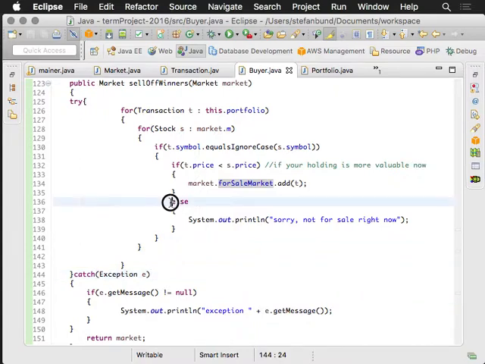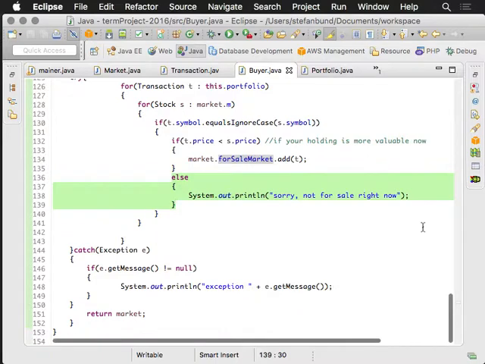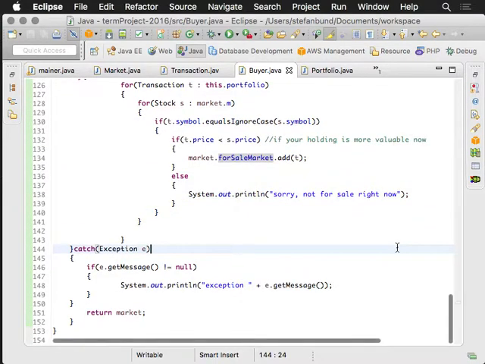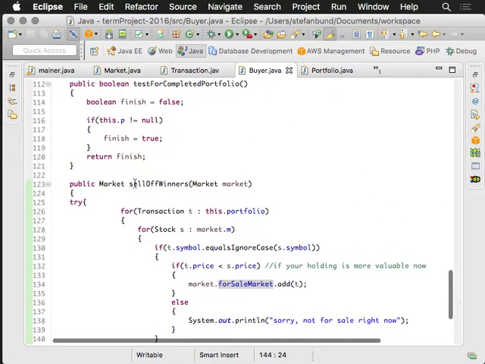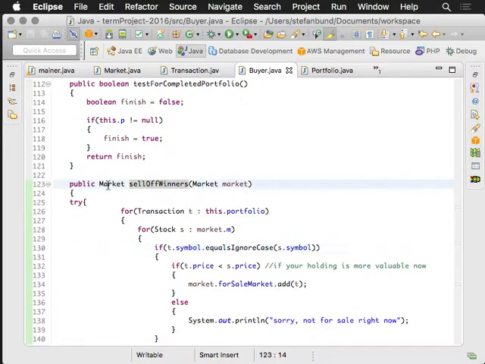And if that doesn't work, then we say, sorry, we haven't found a price worth selling for right now, and you can put that right there. Then we say, go ahead, catch the exception. And then the last step of sell-off winners is actually to return a new copy of the market.